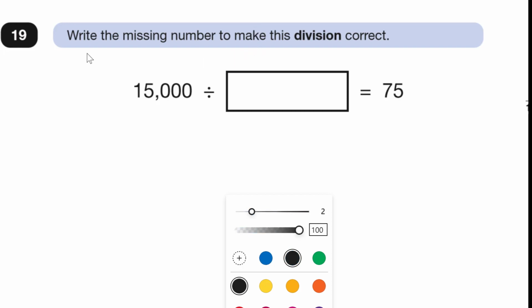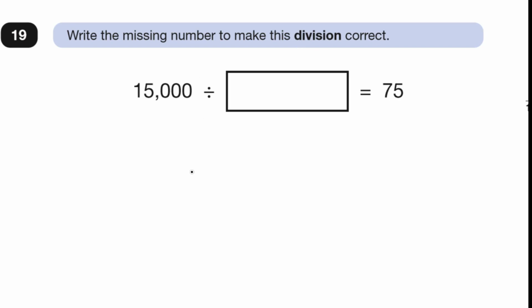Write the missing number to make this division correct. So it's got in bold division, so it's just reminding us that the calculation is a division. So we've got 15,000 divided by something is 75. Now this involves us understanding the rules with a division number sentence. Now the rules of a division number sentence are that these two numbers can be swapped.